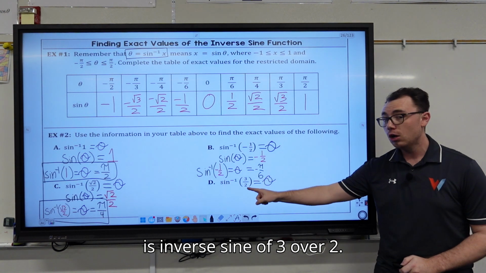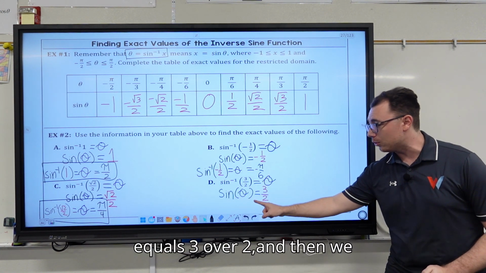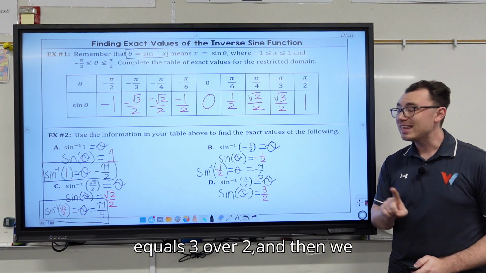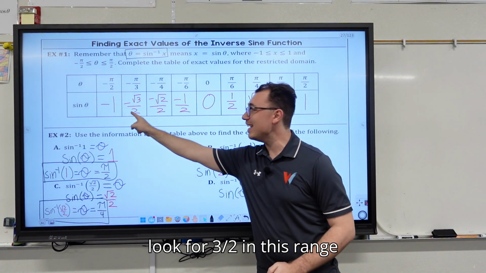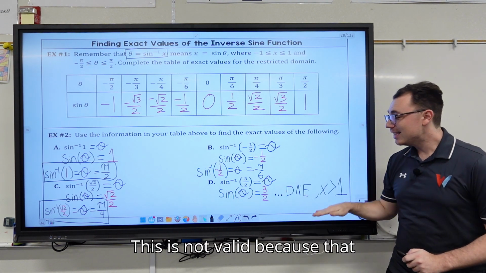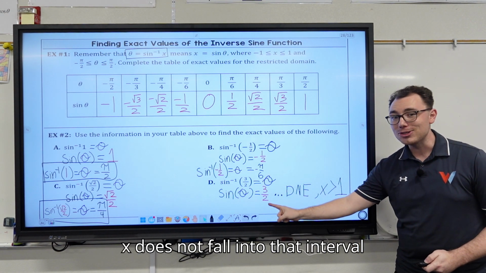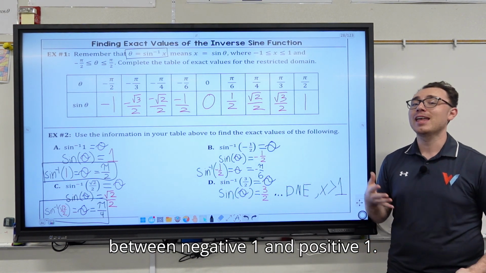However, if we take a look at D here, what we're trying to find is inverse sine of 3 over 2. So when we rewrite this as sine of theta equals 3 over 2, and then we look for 3 over 2 in this range here, it doesn't exist. This is not valid because that x does not fall into that interval between negative 1 and positive 1.